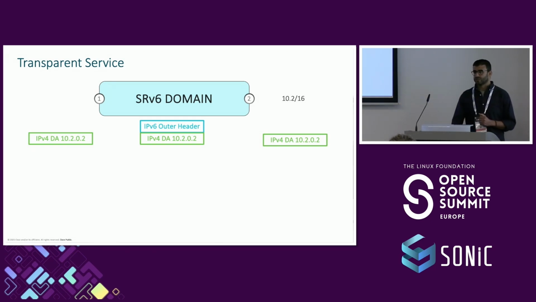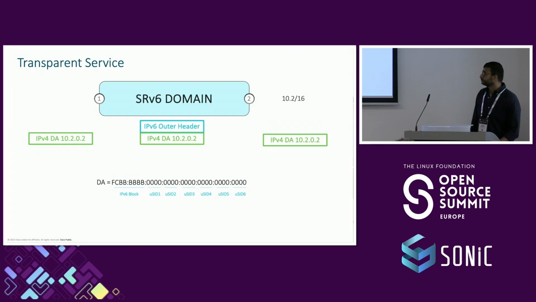And what is special about this outer IPv6 header? How can we deliver all of these services or all of these promises that I showed you in the previous slide using just the outer destination address? In IPv6, the destination address is 128 bits. And in this 128 bits, how do we use them?